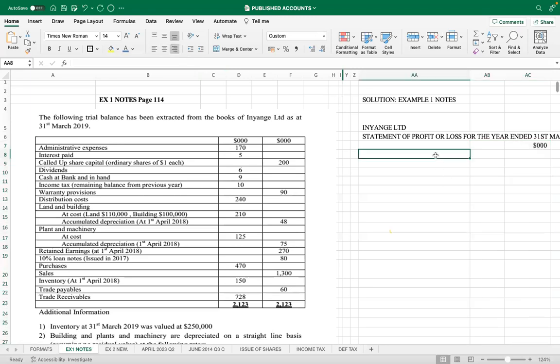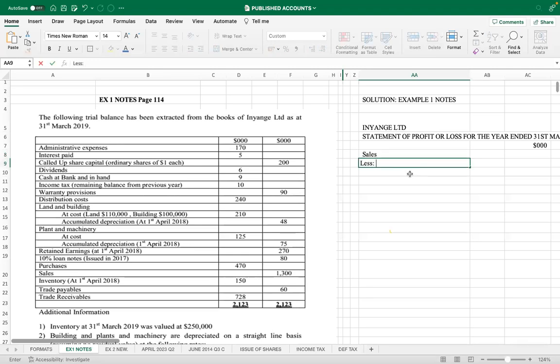Okay, so we said in such a statement, always make sure you capture the format right. You check what is your first item. Is it called revenue or sales? We have our sales. So we start with sales, and we said after sales, you less cost of sales. After the cost of sales, you have gross profit.